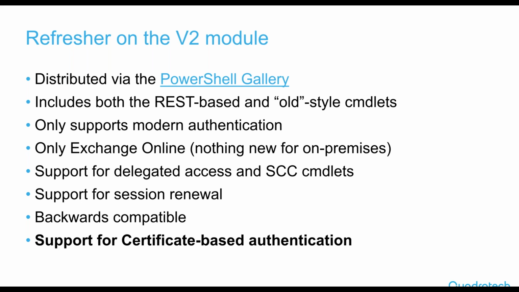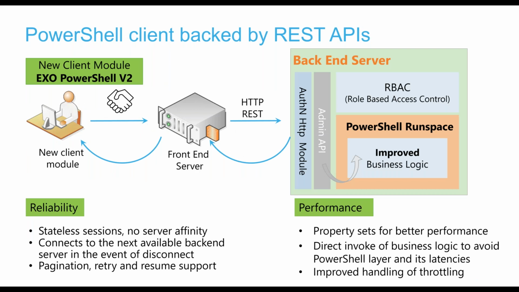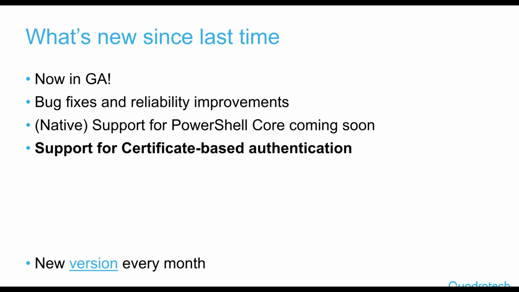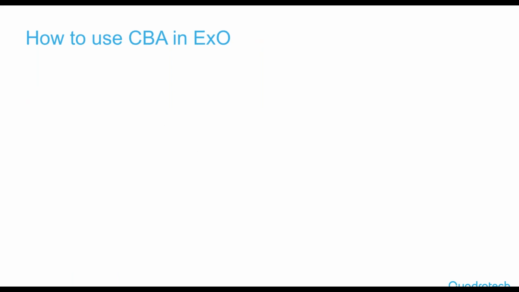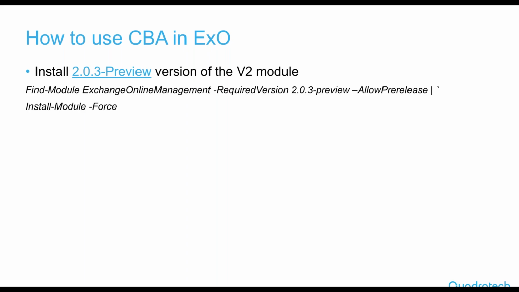So I will skip the next slide, which is basically, again, a refresher of what the REST commandlets are, what sort of improvements they give you, and just go straight to the essence of this presentation. In order to start using the certificate-based authentication feature in Exchange Online, you need to download and install the 2.0.3 preview version of the module. You can simply do a find module, install module, and get it over with. You need to use the allow pre-release switch because it's still a preview version. Once it matures to GA status, it will be incorporated in the main module.